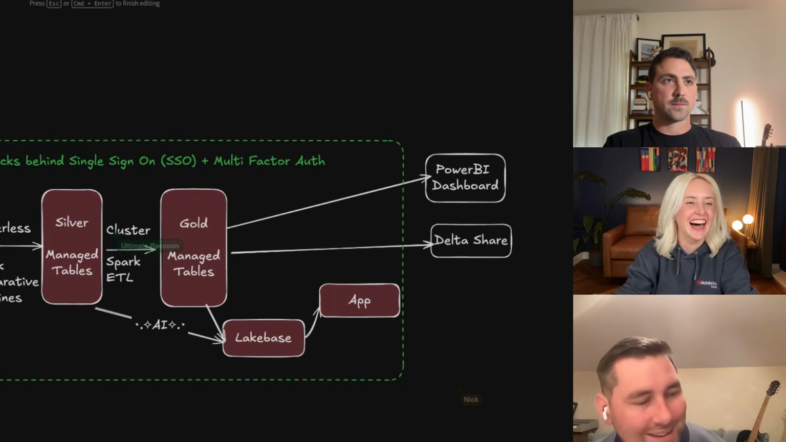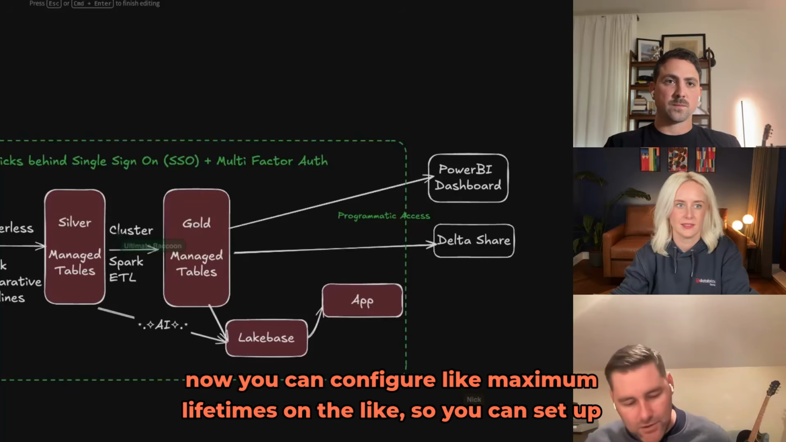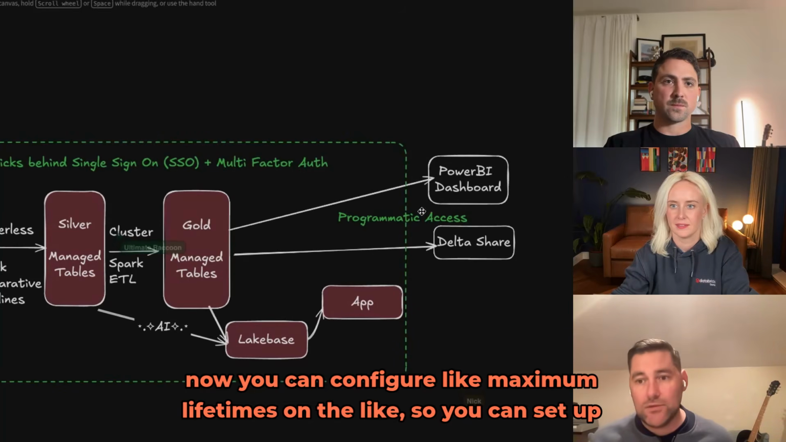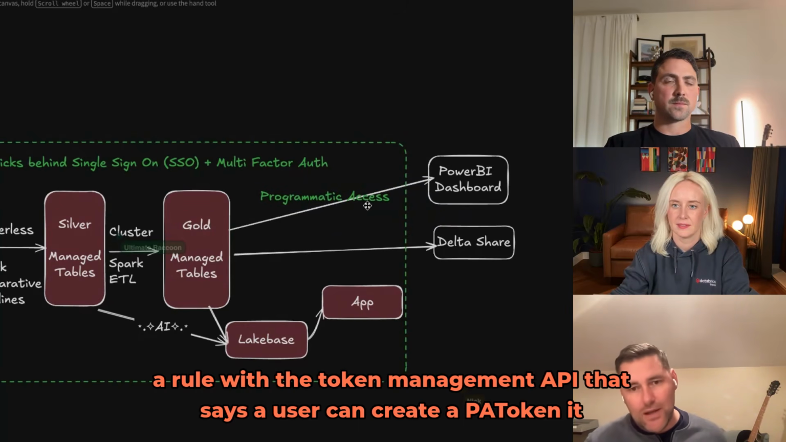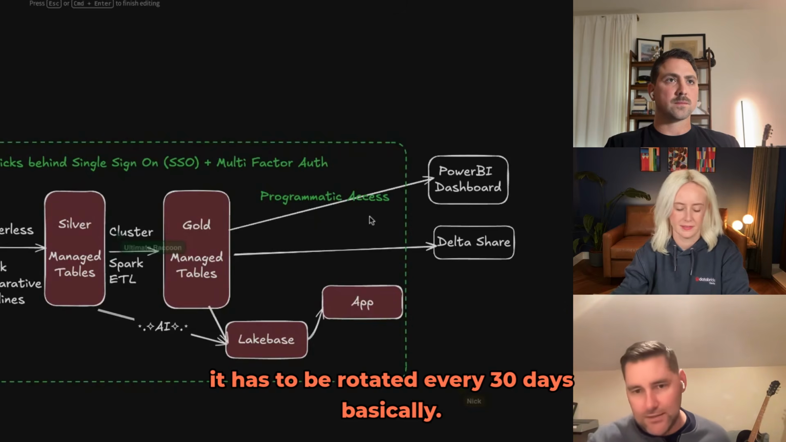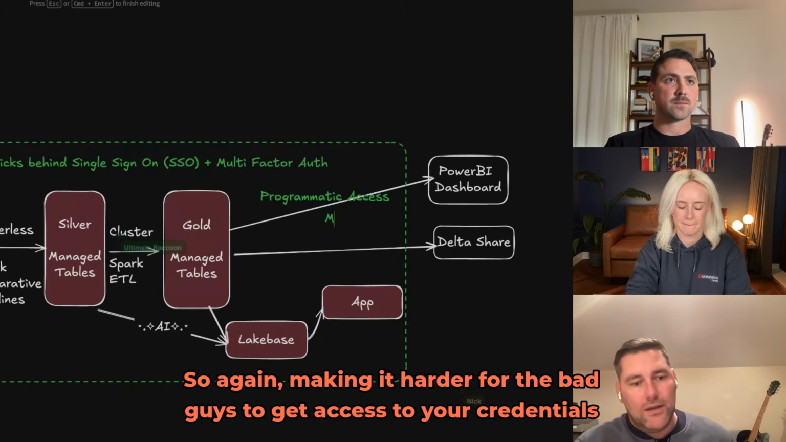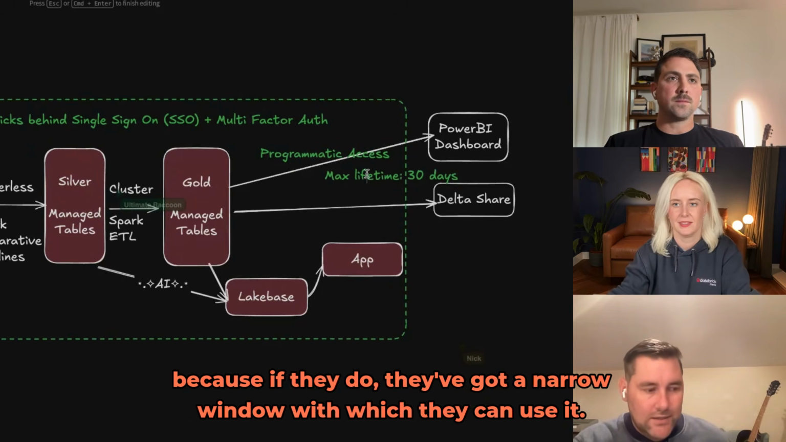There are ways you can make PAT tokens slightly better. I think you can now configure maximum lifetimes, so you can set up a rule with the token management API that says a user can create a PAT token, but it has to be rotated every 30 days. That makes it harder for the bad guys to get access to your credentials, because if they do, they've got a narrow window in which they can use it.